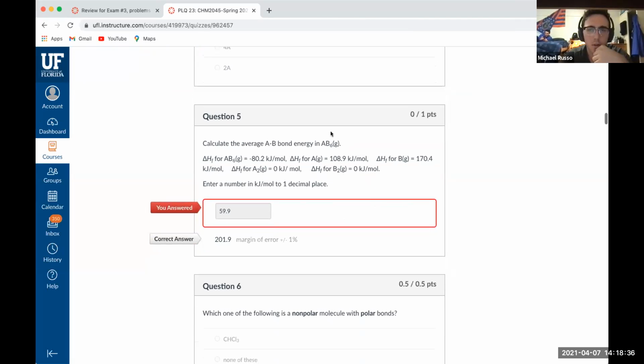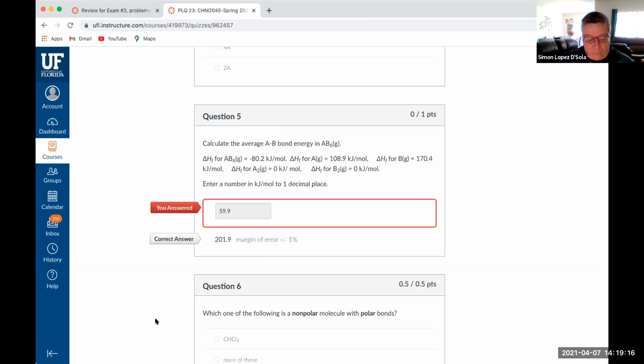There you go. Could you go over question 5? Yeah, calculate the average AB bond energy in AB6. You have the delta H of formation for AB6, which is that. You have the delta H of formation for A, you have the delta H of formation for B, and you have the delta H of formation for A2, and the delta H of formation for B2.